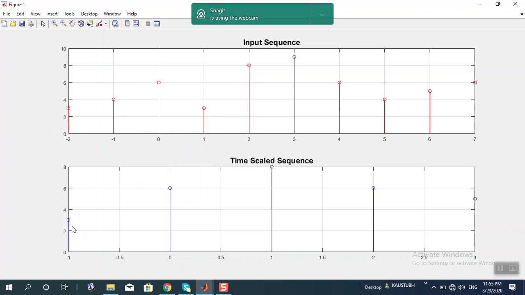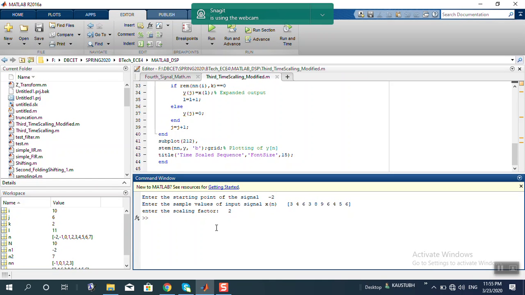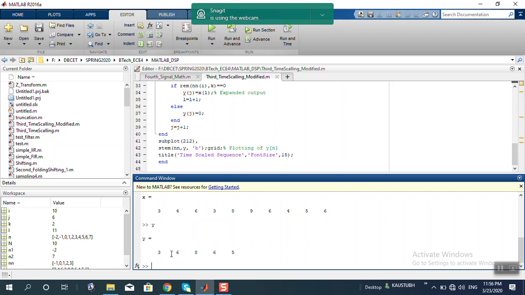So at minus 2 it is 3. At 0 it is 6. At 2 it is 8. Like that. Same values you can see here. And this is the new time scale, and this is the original values of x, and now y is this. So in between 3 and 6, 4 gets removed, 6 and 8, 3 gets removed, 8 and 6, 9 gets removed, 6 and 5, 4 gets removed, like that.